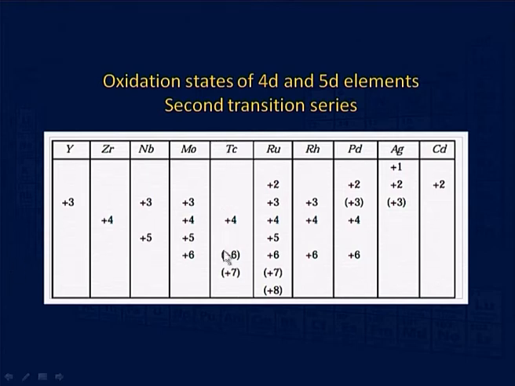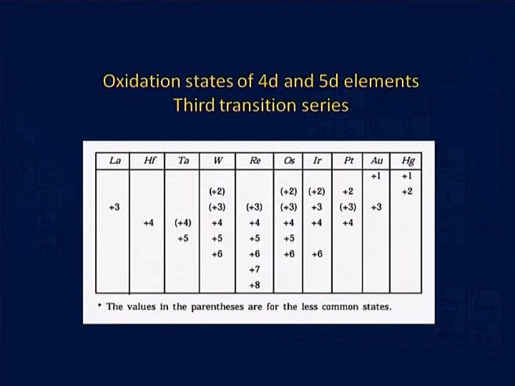Therefore, you can understand that technetium can have only +4 as a stable oxidation state. However, +6 and +7 oxidation states for technetium are possible, but they are slightly unstable at room temperature. Similarly, as I mentioned, silver has +1 and sometimes +2 as the stable oxidation states. Rarely, silver can have the +3 oxidation state. And as we mentioned earlier, the regular pyramid observed in first row transition elements is not observed in second row transition elements.